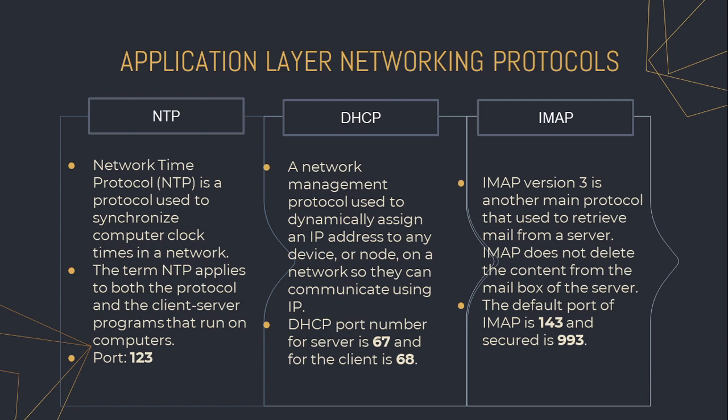Then we have DHCP, which stands for Dynamic Host Configuration Protocol. The DHCP port number for the server is 67 and for the client is 68. It is a client-server protocol which uses UDP services.